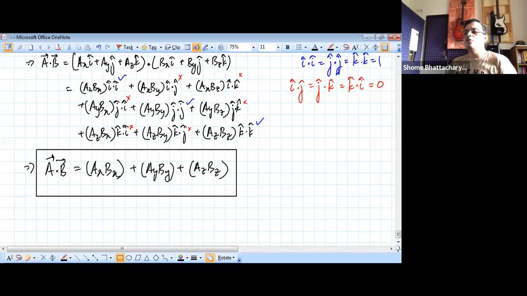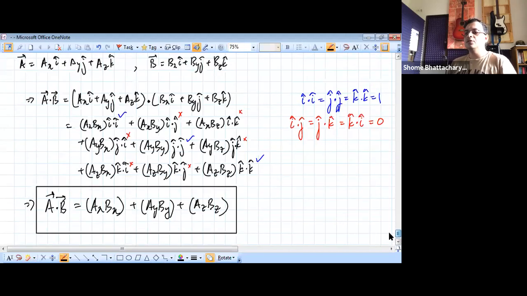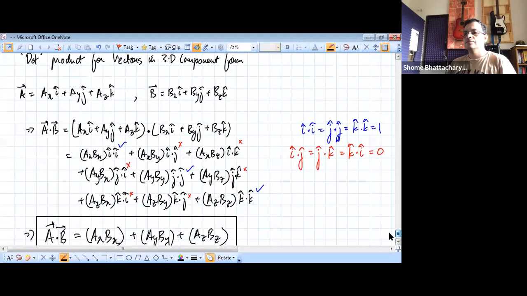So this is a general form. Actually, you can see the 2-dimensional case is like a special case of this, where az and bz are 0. So we're just left with the first 2 terms. So it's nothing exceptional. It's a subset of this, you can say. Okay, so just make a note of the steps over here.